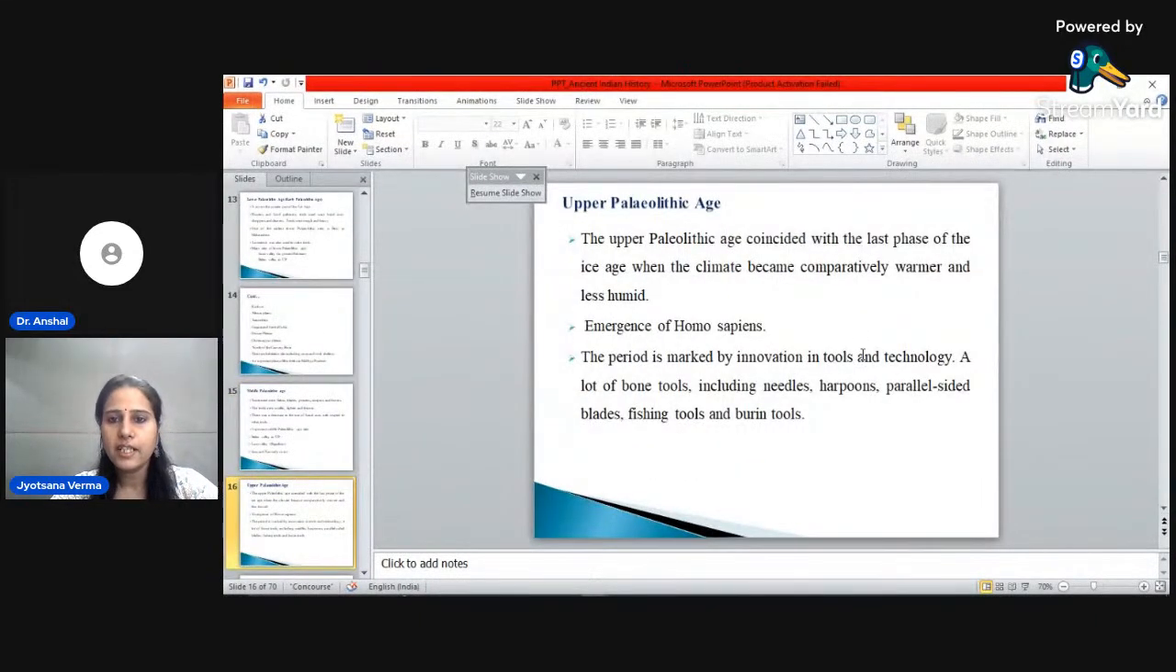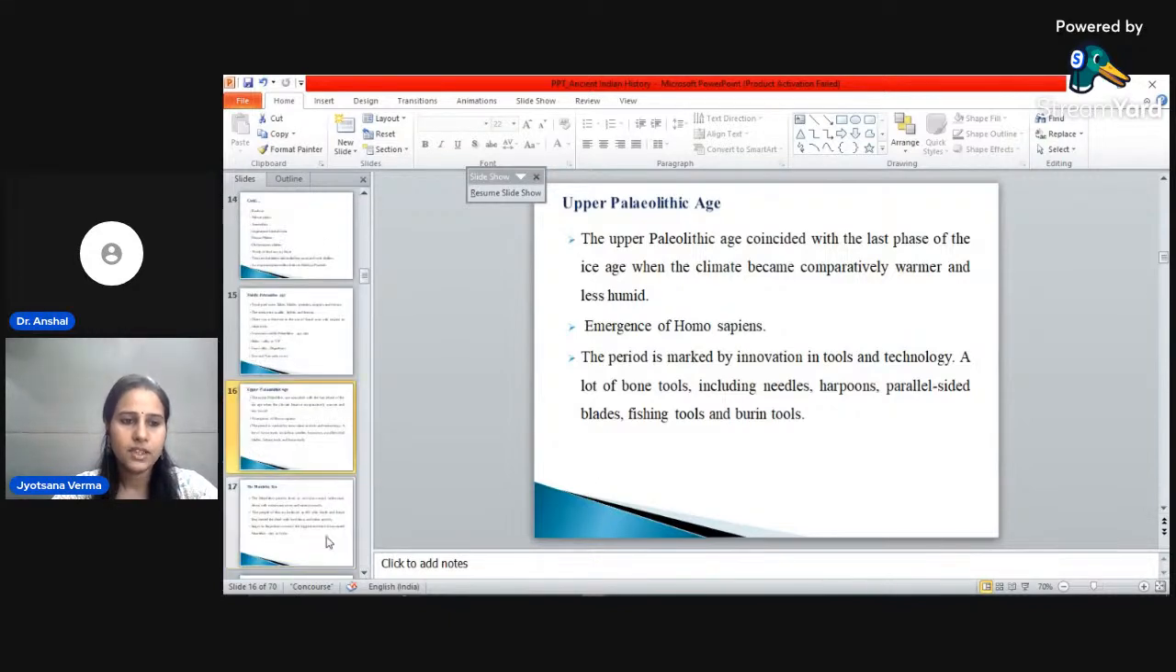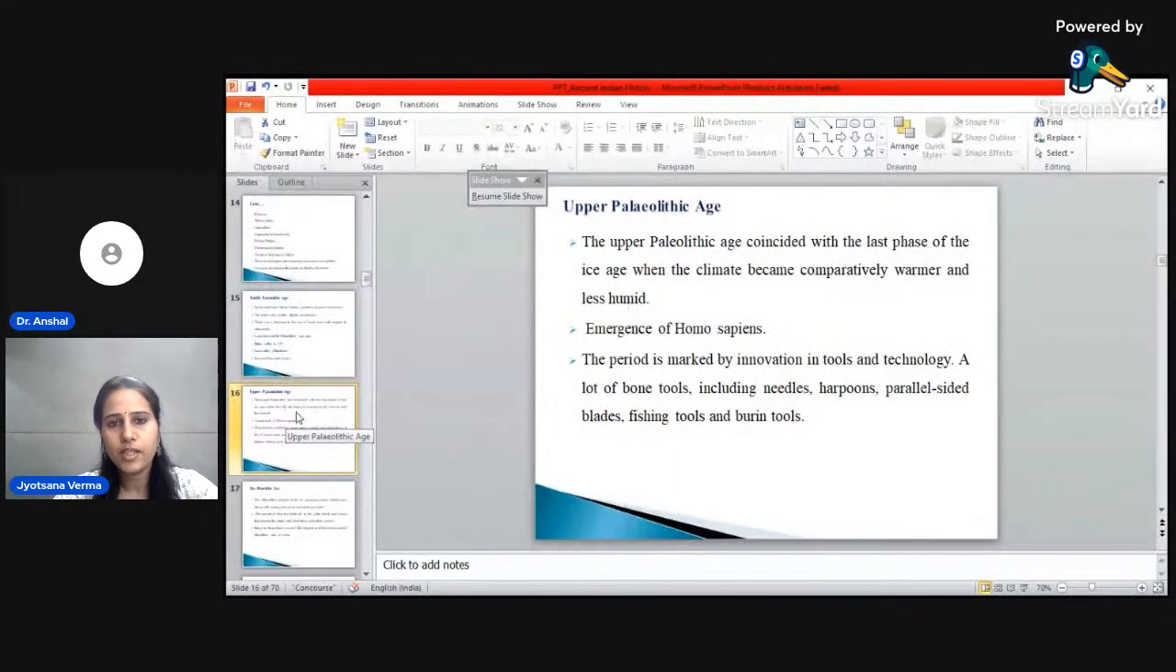The Upper Paleolithic age was the last phase of the ice age, when the climate became comparatively warmer and less humid. In this age, Homo sapiens emerged, and the period is marked by innovation in tools and technology. Basically, this age was more advanced than the previous ages. So this is the overview of the Paleolithic age.